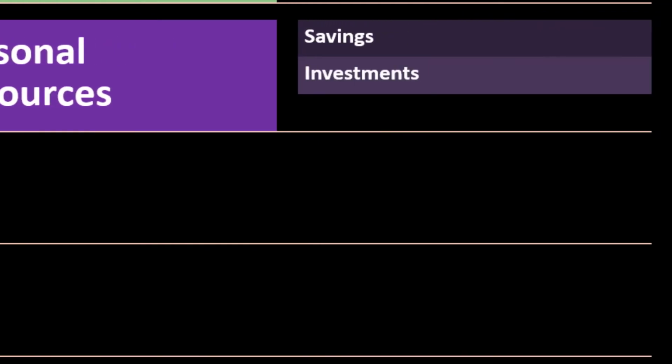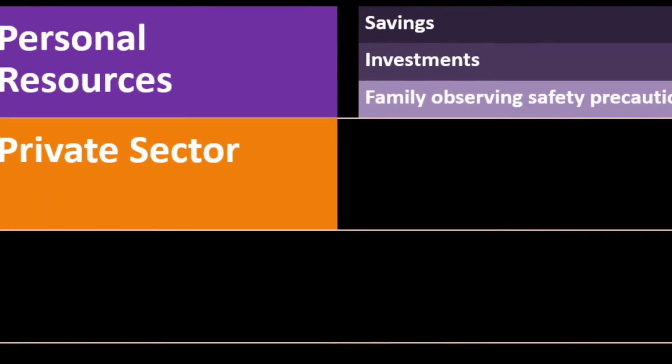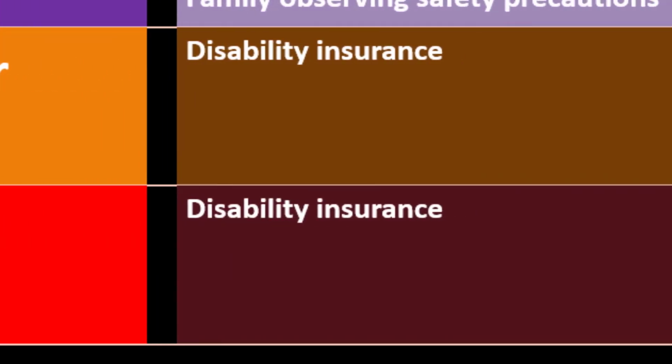Strategies, we've got the personal resources. We've got the savings that we can have to help compensate for that. Investments can help us in the event that disability happens. Family observing safety precautions, meaning we're going to try to avoid any kind of disabilities by taking actions to avoid a problem. In the private sector, you could have disability insurance, and in the public sector, we could have disability insurance.